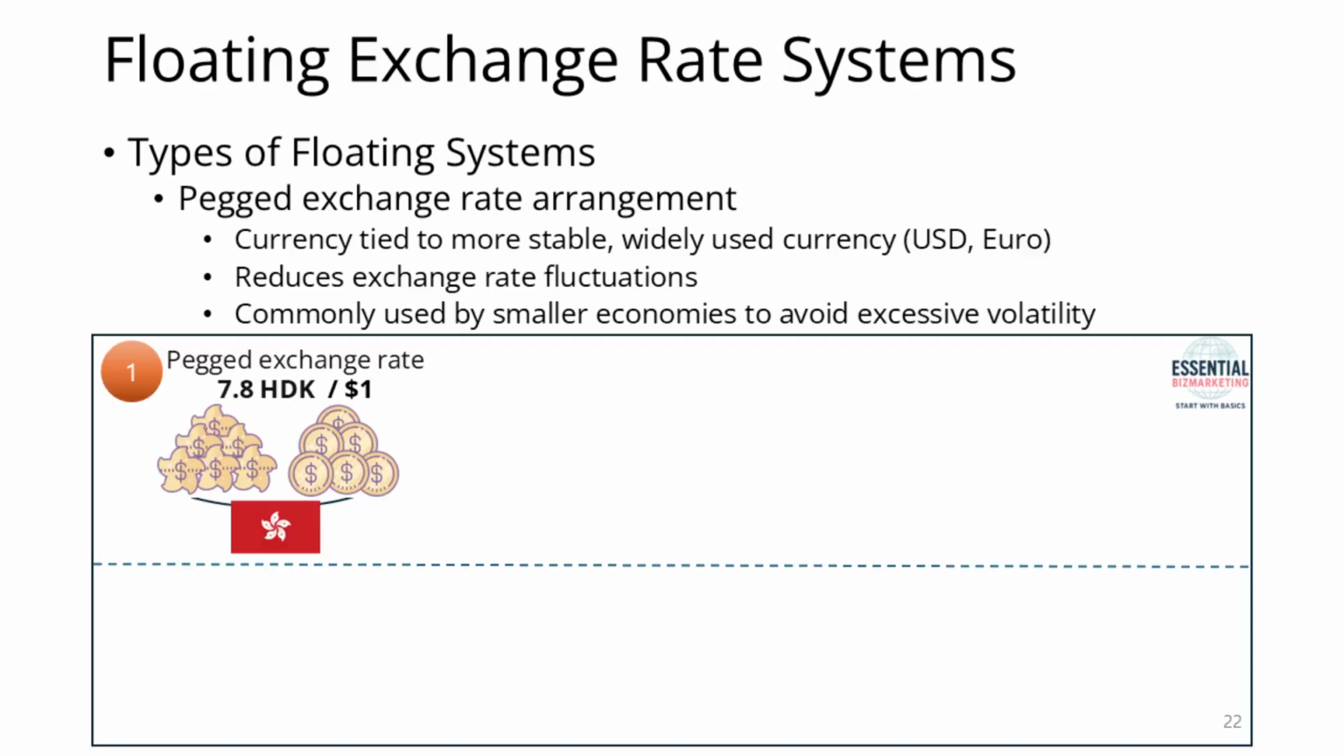Let's explore how pegged systems work in real economies. Hong Kong maintains a fixed exchange rate of 7.8 Hong Kong dollars per US dollar. This peg provides long-term stability and predictability in international trade.